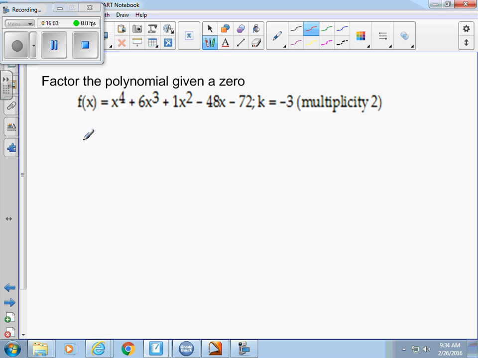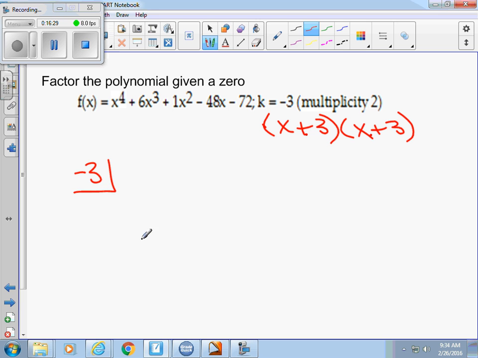Okay. To factor this polynomial, it says k equals -3 is a 0. I have a question. If -3 is a 0, what was a factor? x plus 3. And since there's a multiplicity of 2, would you agree x plus 3 was a factor twice? Okay. What goes in the box?